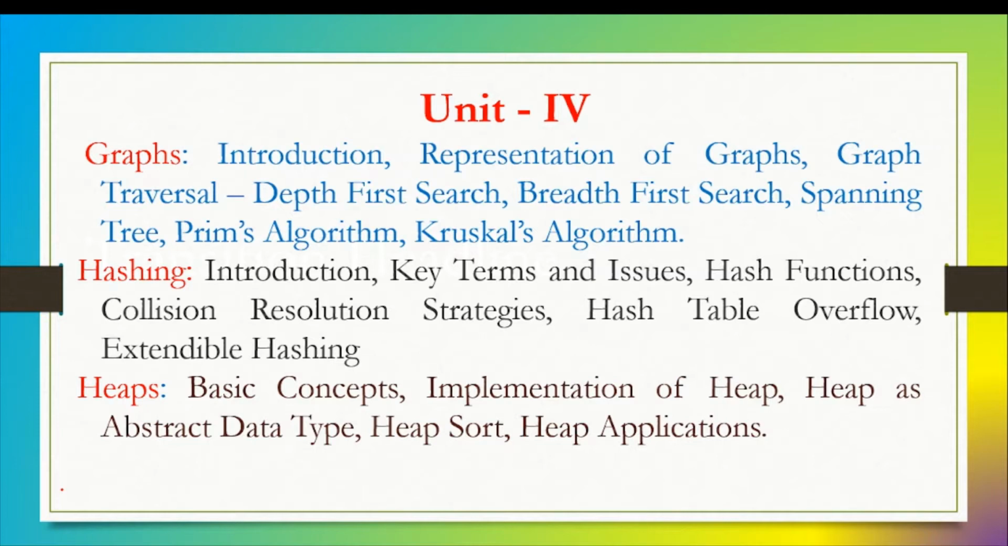This is the fourth unit. Here we have three chapters: graphs, hashing, and heaps. In graphs we will learn what a graph is, which is one type of tree, and how to represent graphs. What methods are used to represent them, and what different traversals we can use with graphs: depth first search and breadth first search. We will also learn about the spanning tree.